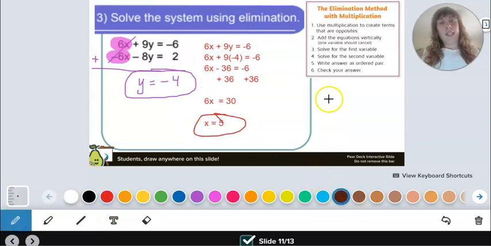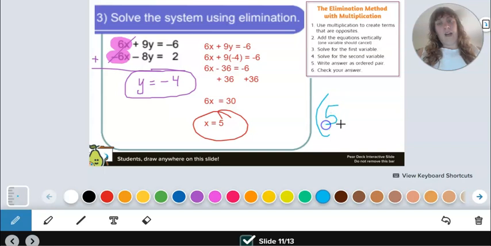So our coordinate is (5, -4). Beautiful.